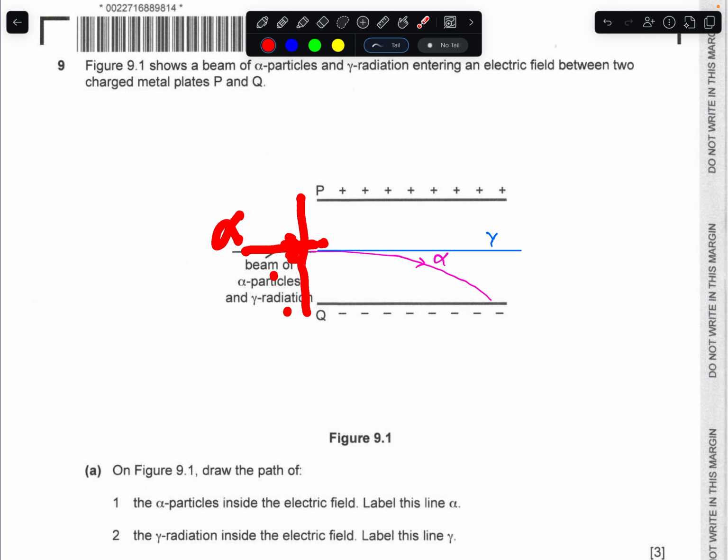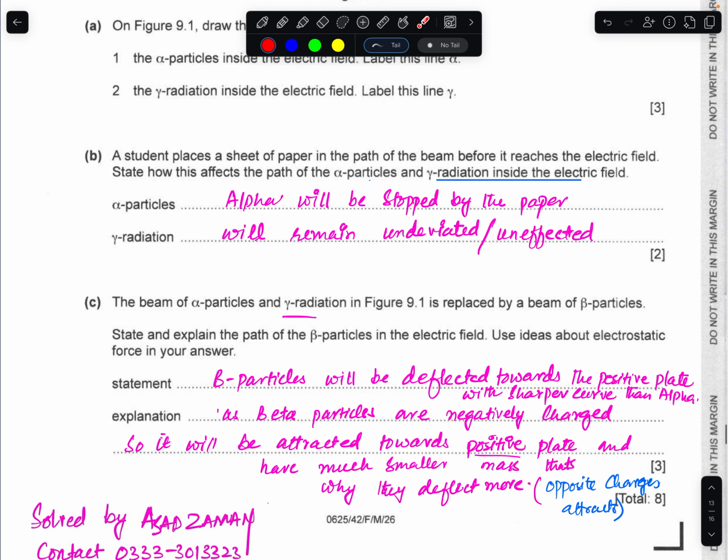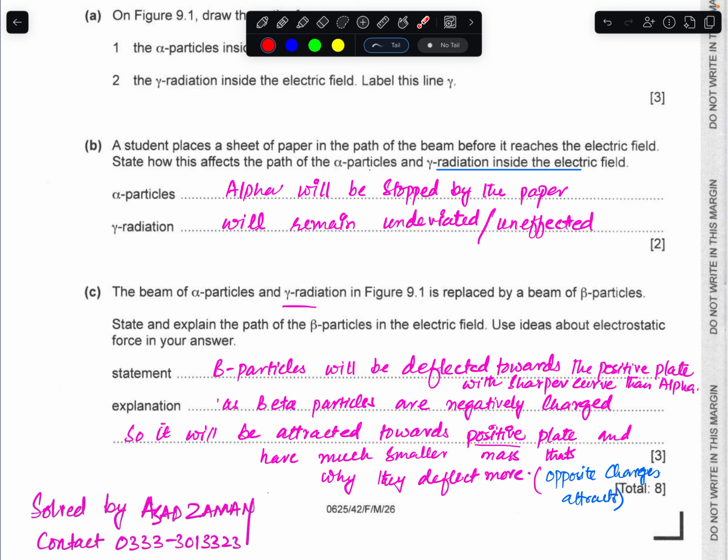But gamma passes straight through the paper, because the paper cannot stop gamma radiations, as they have the greatest penetration power. So alpha will be stopped by the paper and gamma will remain undeflected and unaffected. It will go straight.